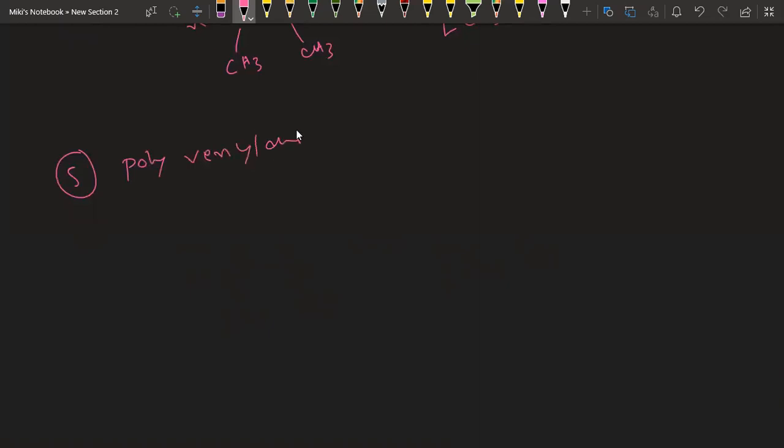Polyvinyl chloride. Okay, this is known as PVC, the PVC pipes we tend to use. So this is the structure: C bonded with hydrogen, and there is going to be a chlorine. That means it is actually like chloromethane. We have a chlorine and a methane, sorry, ethene, chloroethene. I'm really sorry, this is chloroethene.